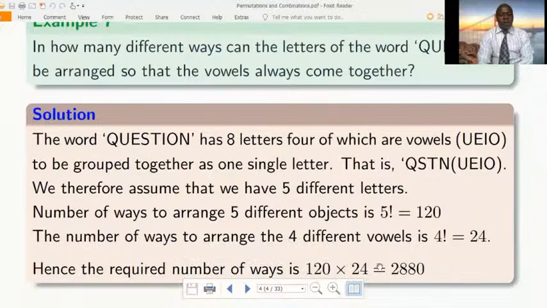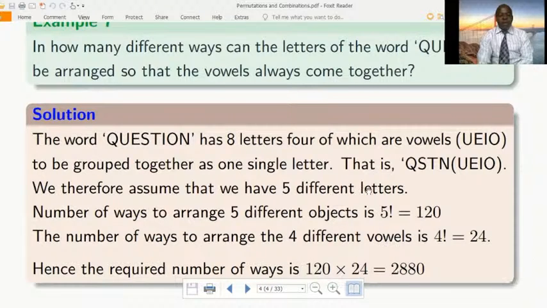So for those who are writing notes, this is my working and explanation. I've said that since we want the vowels to always be together, we will consider them as one letter, and so that we then have 5 letters. And to arrange the 5 letters, which are different, none of them is similar, it will be 5 factorial. That will give us 120 ways. And then among the vowels, there are 4 vowels which are also different. And so we can arrange them in 4 factorial ways, which is 24 ways. And therefore, the required number of ways will be 120 times 24.